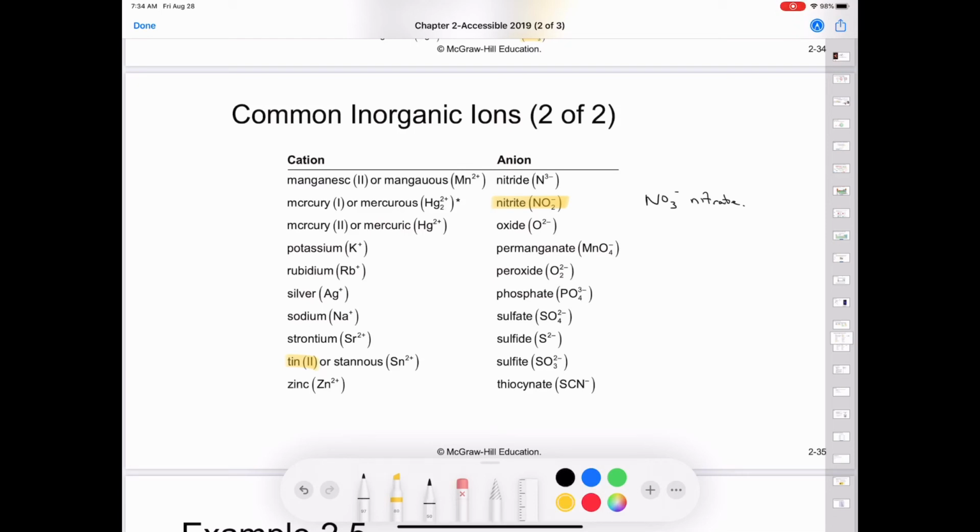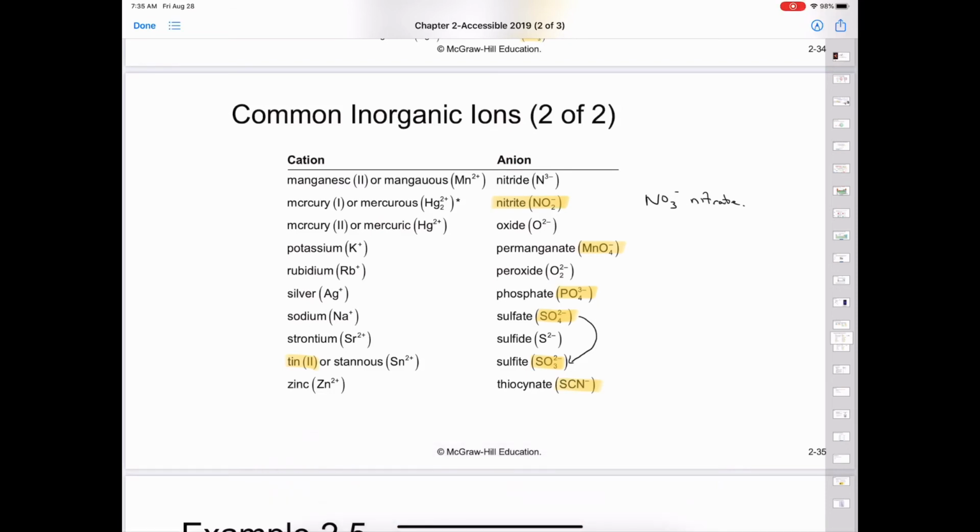Then we have an oxide. Then we have permanganate, which is MnO4-. Peroxide, phosphate, which is PO4 3-. Sulfate, which is SO4 2-. Sulfide, sulfite, the same thing that we saw with the nitrate and the nitrite, is that when you go from sulfate to sulfite, you lose an oxygen. And thiocyanate, which is SCN-. All right, so you have to know all of those anions and cations, and many of them are polyatomic, like phosphate and sulfate and sulfite and so on and so forth. So those are important to have memorized for the first exam.